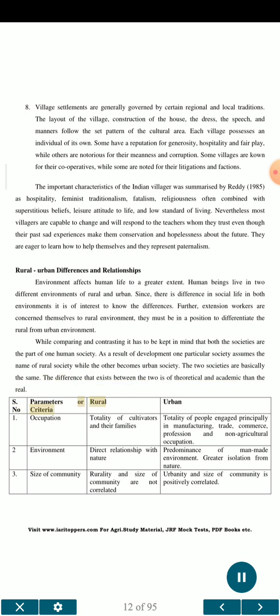Parameters or criteria: rural, urban. 1. Occupation. Rural: totality of cultivators and their families. Urban: totality of people engaged principally in manufacturing, trade, commerce, profession and non-agricultural occupation. 2. Environment. Rural: direct relationship with nature. Urban: predominance of man-made environment, greater isolation from nature. 3. Size of community. Rurality and size of community are not correlated. Urbanity and size of community is positively correlated.